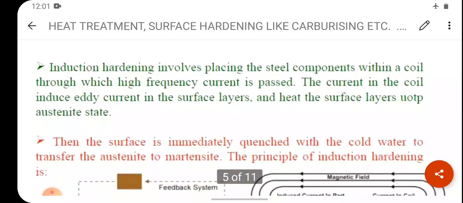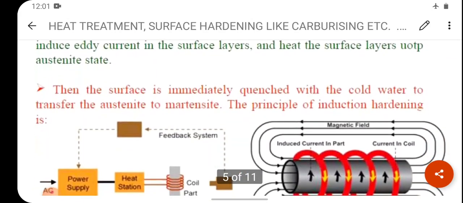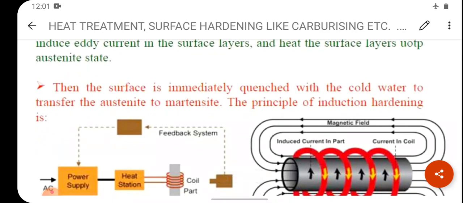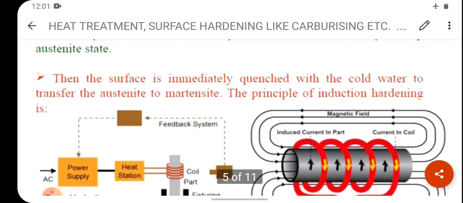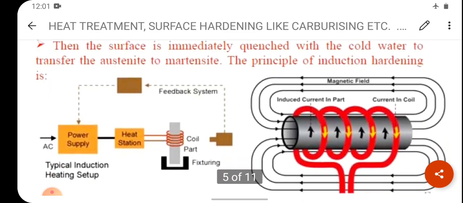Then the surface is immediately quenched with cold water to transform the austenite into martensite. The principle of induction hardening is as follows. See this diagram, it will make the process of induction hardening more clear to you.